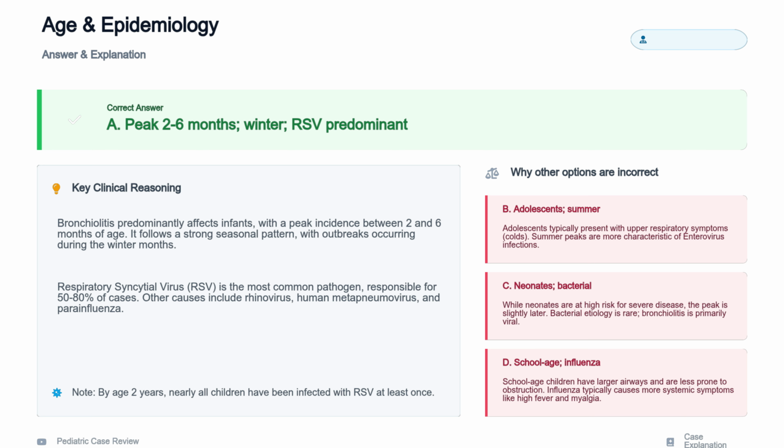The correct answer is A, bronchiolitis peaks between 2 and 6 months of age, primarily occurring in winter months. Respiratory syncytial virus is the leading causative agent, accounting for the majority of cases. Other viruses include rhinovirus, human metapneumovirus, parainfluenza, and influenza viruses.